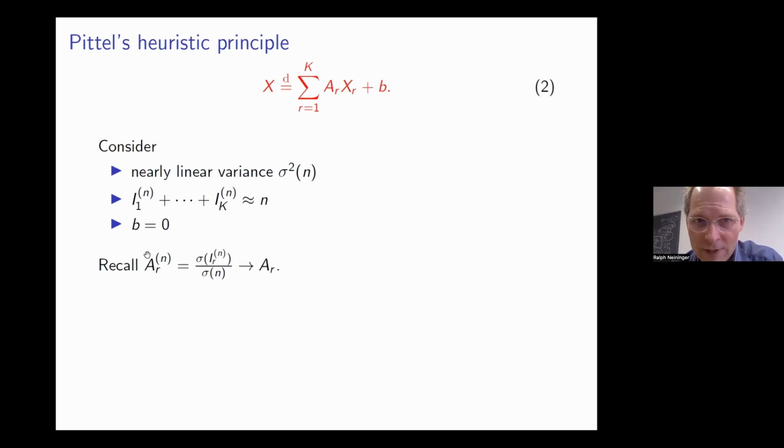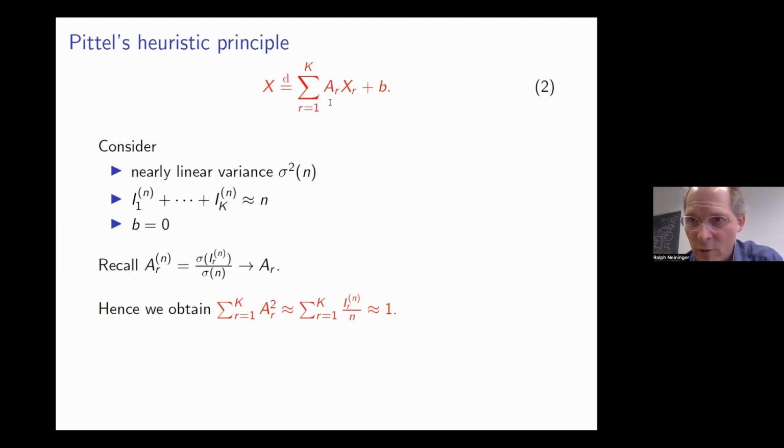Then we have the following situation. If you just recall how these new coefficients a and r are calculated, these are just the standard deviations evaluated at the subproblem size divided by the standard deviation evaluated at the full size. And we assumed they converge to some limit. So now if you take the squares of them and sum them up, if the variance is linear, it is just the subproblem size divided by n. But if the subproblem size is essentially n, this will be essentially 1. So we will face an equation where this b disappears, it's 0, and these prefactors, if we square them, sum up to 1. And this is an equation which is fulfilled by the normal distribution.